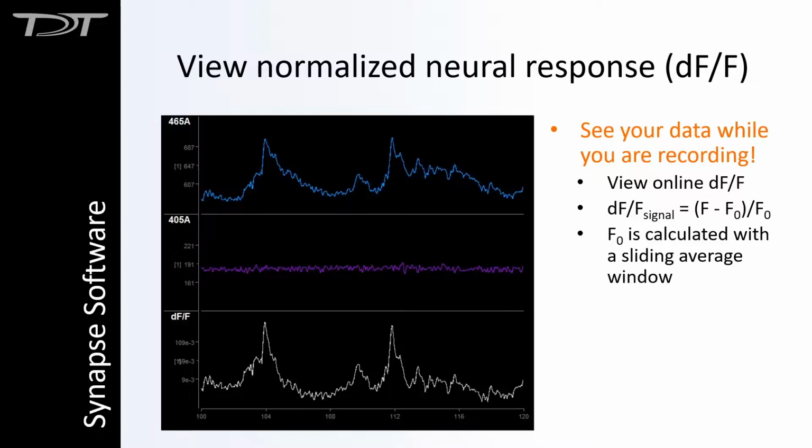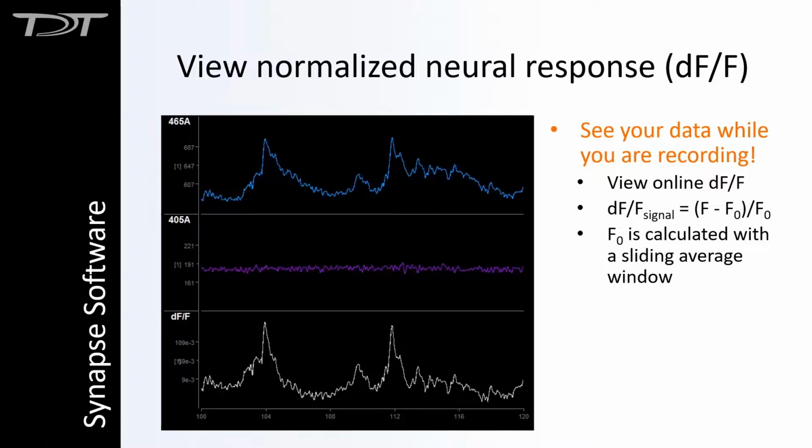Next, you're now able to view normalized neural responses in real time. So we have added in a delta F over F plot that can be calculated. The example shown here, we have the 465 for D light that is being recorded, and then the 405. And then down here, this third data trace is a delta F over F that's being calculated in real time. We use a sliding average window to calculate, and I've provided the equation over here as well. And the big benefit here is you can see your data while you are recording.